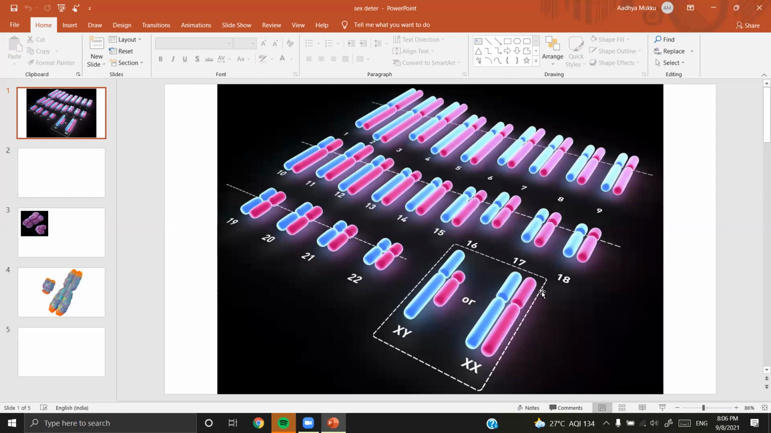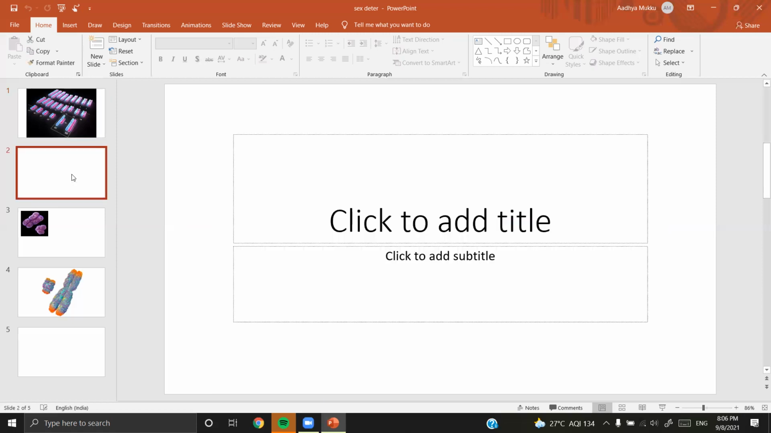And if it's a female child, she is going to have these 22 pairs of chromosomes with one pair of XX chromosomes. So today what we are learning is all about the sex determination process.